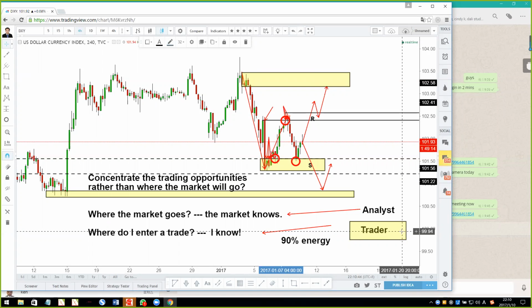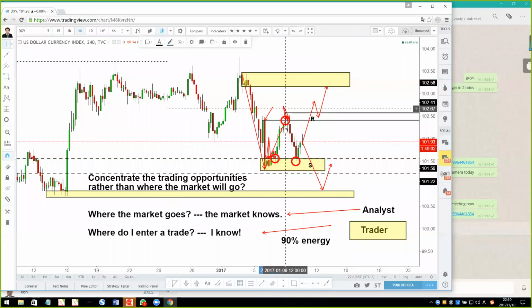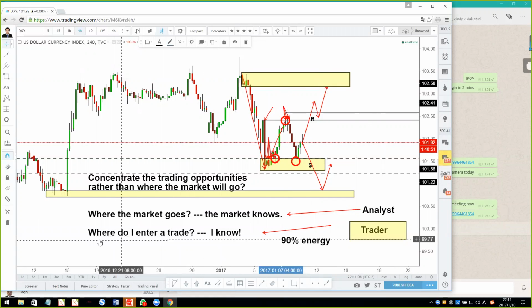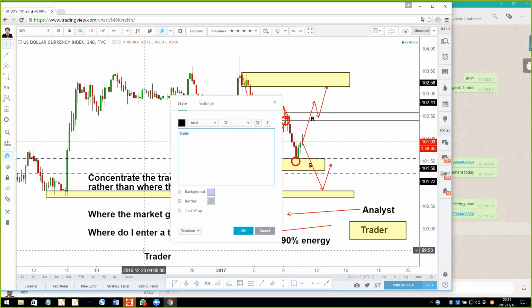Who pays the analyst's salary? You or the company? You or the banks? Yeah, the banks, right? And they tell you the market may go here or may go there, but where are the trading opportunities? They don't tell you. So the only thing you can rely on is yourself to know where to enter a high quality trade. And that is all I teach you guys, how to find the high quality trades.